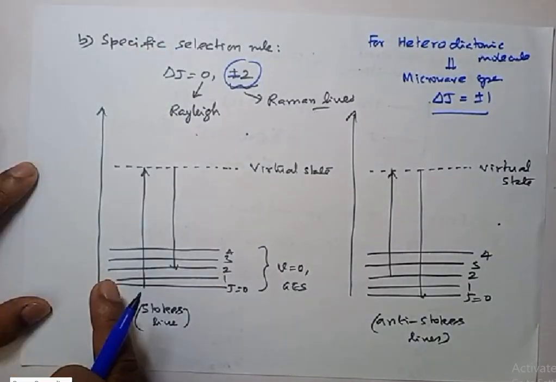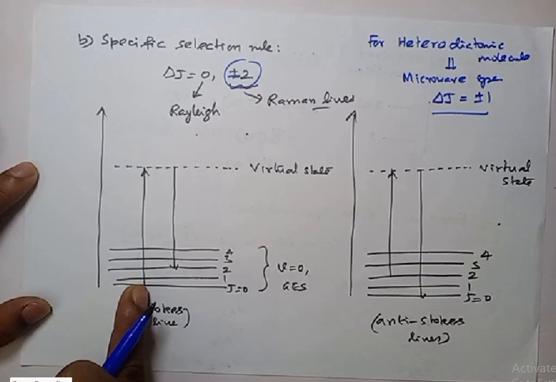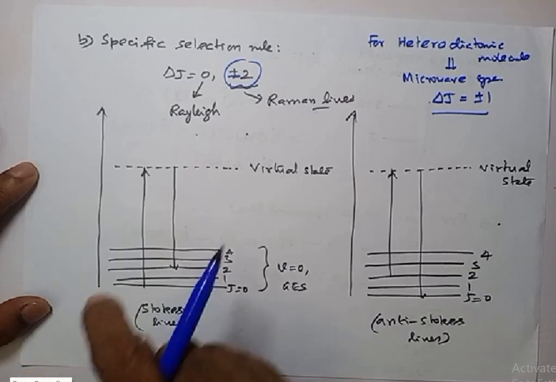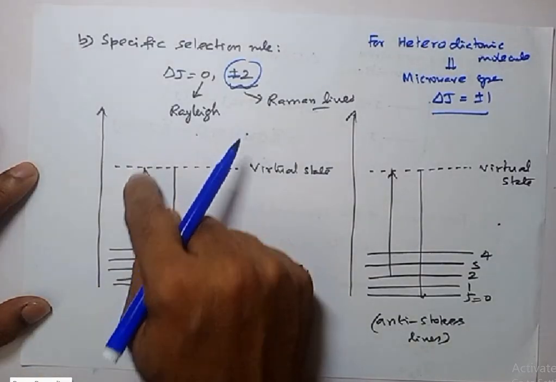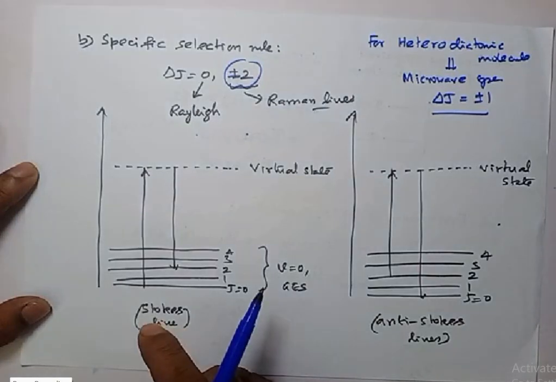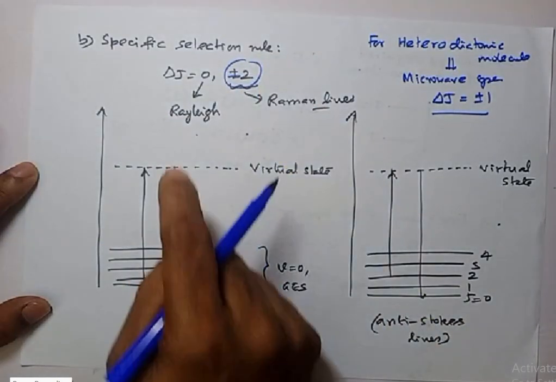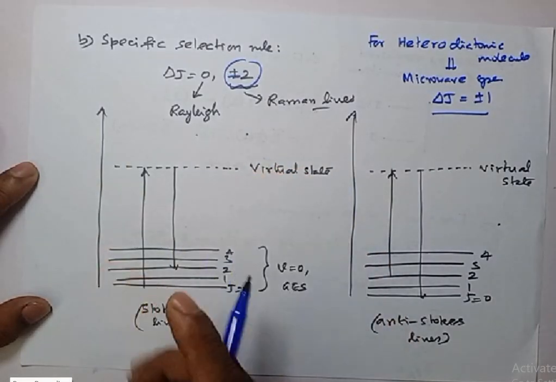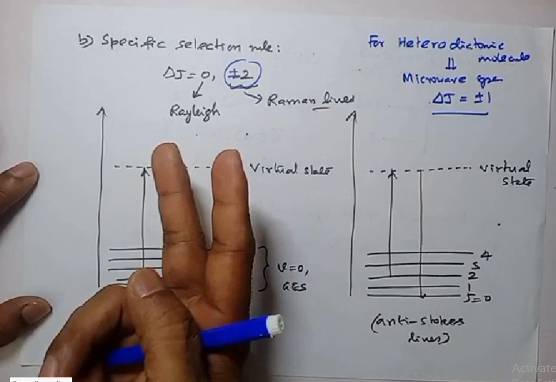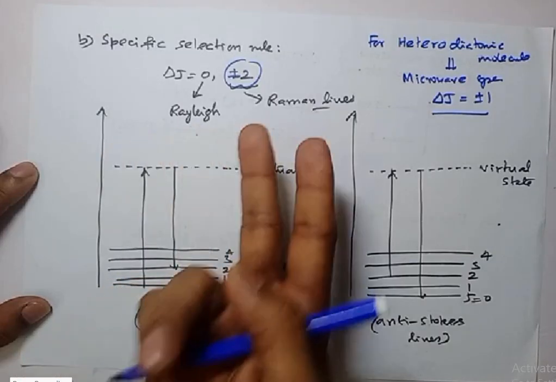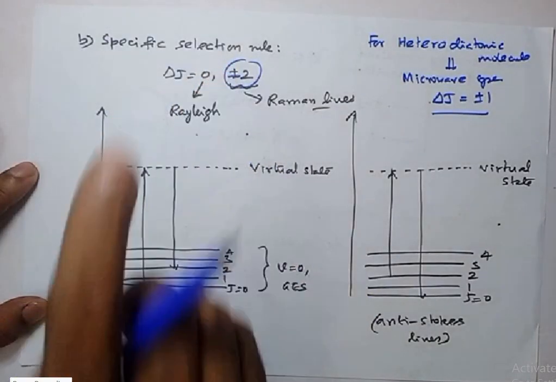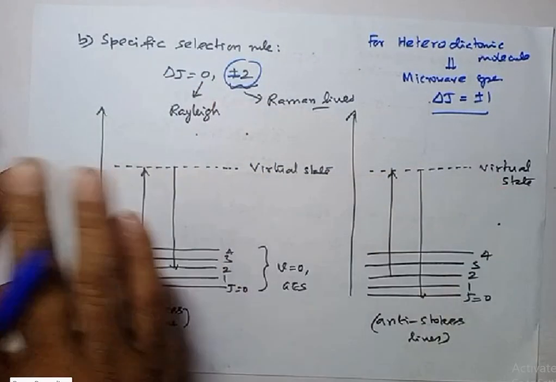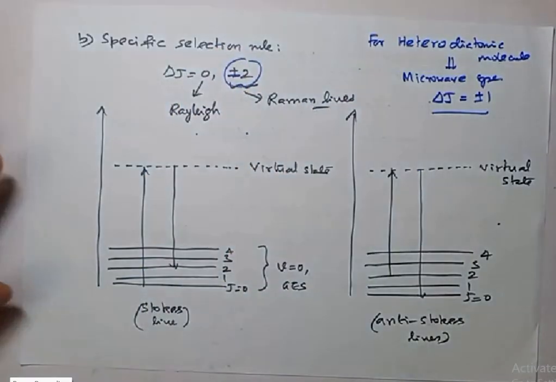Whereas in the Raman spectrum, what happens? First, the molecule is excited to a virtual state, then it returns back to a new state. For the absorption to the virtual state, angular momentum changes by 1 unit. And for the virtual state to the final state, another unit of angular momentum changes. So there is a 2 unit change in the angular momentum. That is why the value is delta J equals 0 or plus or minus 2. Delta J equals 0 corresponds to Rayleigh. Plus or minus 2 corresponds to Raman lines.